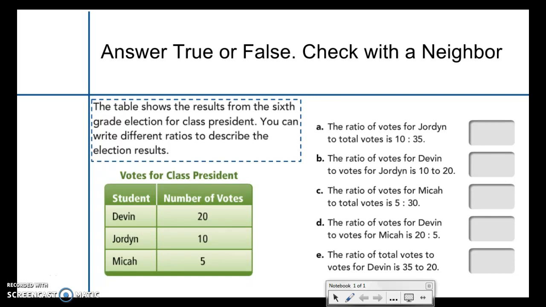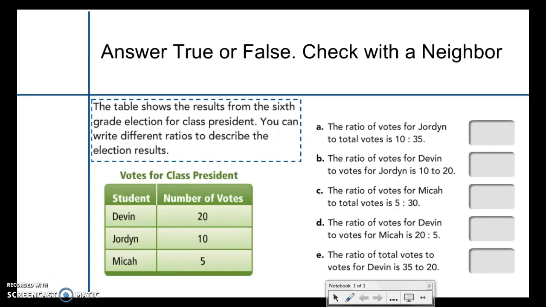I want you to read the situation, which says, the table shows the results from the 6th grade election for class president. You can write different ratios to describe the election results. So say you're the person who's supposed to count the results. You need to understand how ratios work, so that way you're accurately counting the number of votes, okay? So on this chart, we have the number of votes for Devin, which is 20, Jordan, which is 10, and Micah, which is 5. Let's move to the true or false questions.